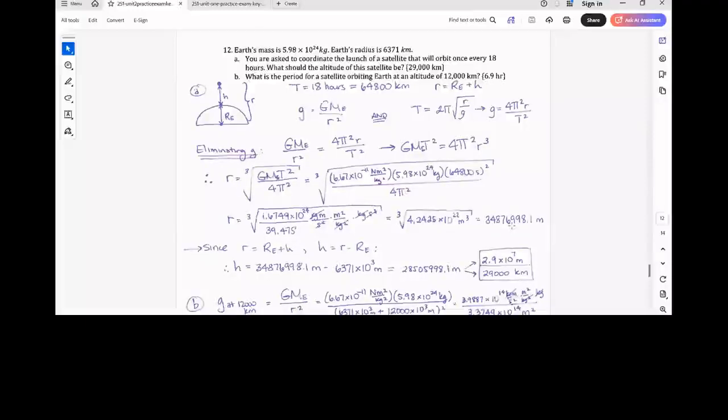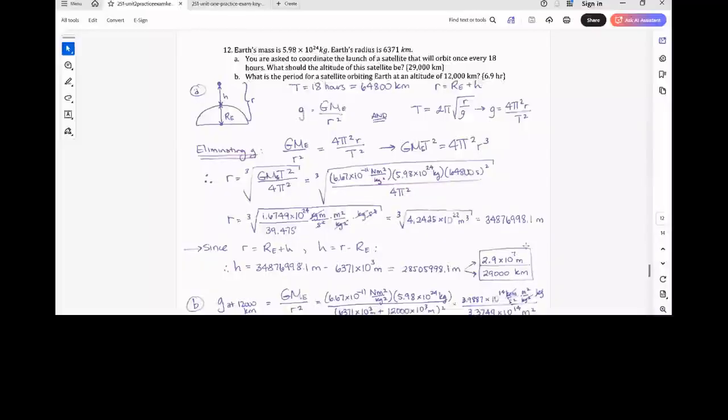So this works out to 34,876,998.1 meters. We're not looking for small r, we're looking for the altitude. So we have to subtract out Earth's radius to get that. So h is small r minus Earth's radius. We're given Earth's radius in kilometers, so I need to turn that into meters in order for these units to work. My other option would be to turn small r into kilometers. No matter what, though, you will get something that rounds to either 29,000 kilometers or 2.9 times 10 to the positive 7 meters.